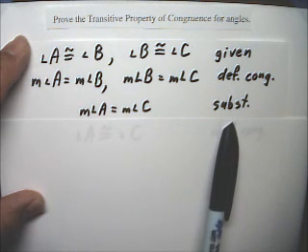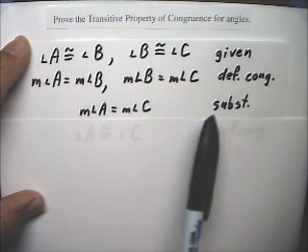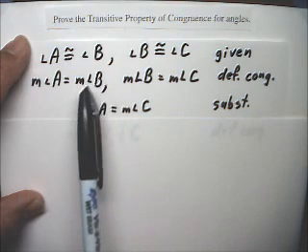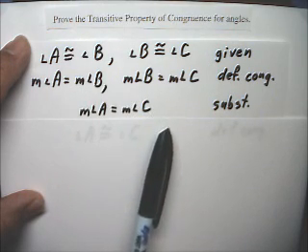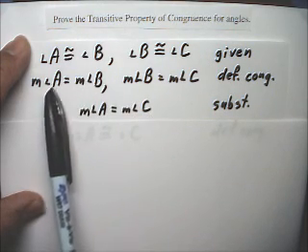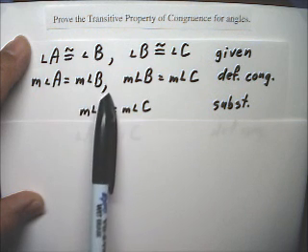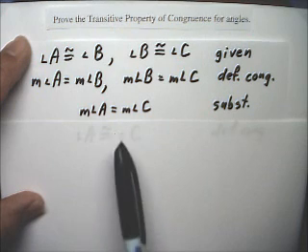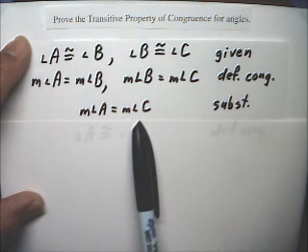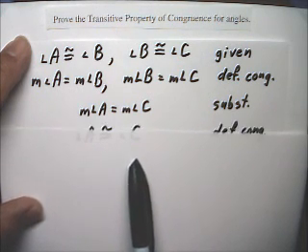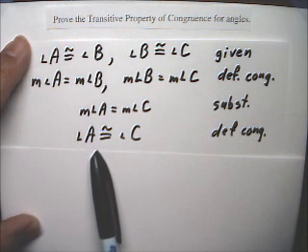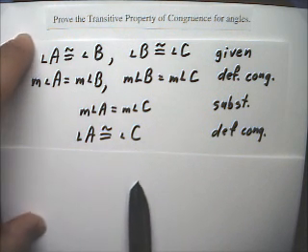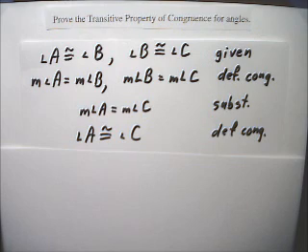reason is good, either substitution or transitive. It's a different way of looking at it. Here, the way I looked at it with substitution is I'm substituting equals for equals. With transitive, we're saying that two things, angle A and angle C, are both equal to the same thing, so they're equal to each other. Either way, you end up with the measure of angle A equals the measure of angle C, and then angle A congruent to angle C, and that's the definition of congruence.